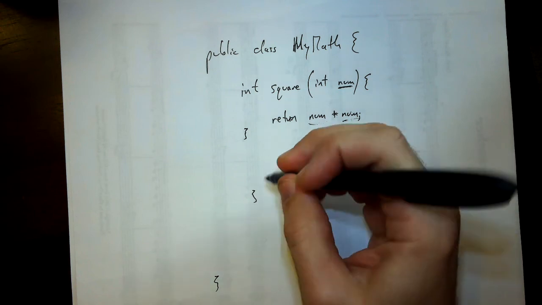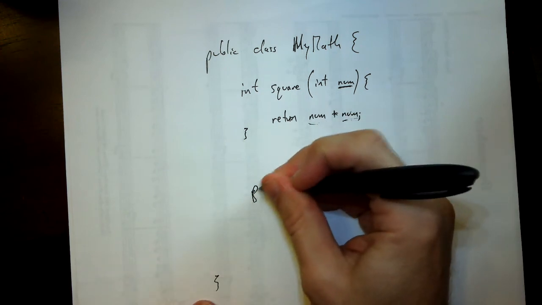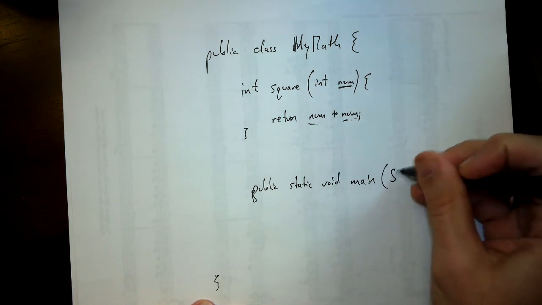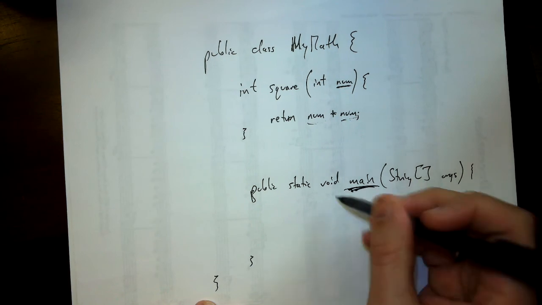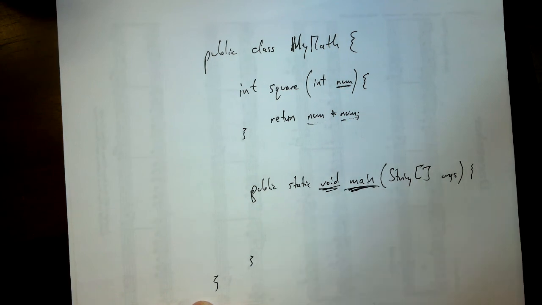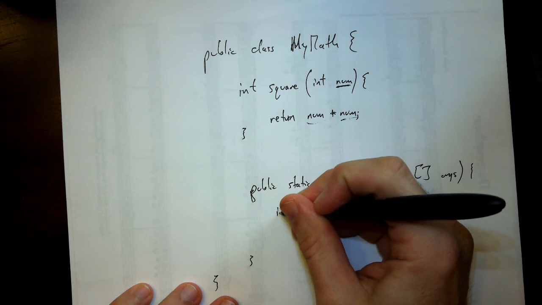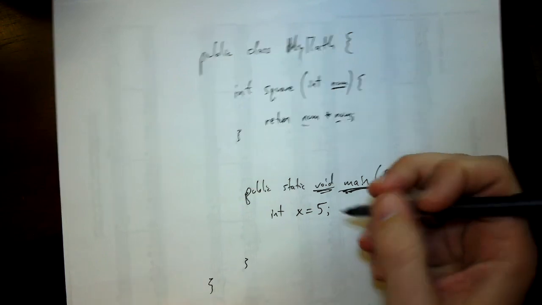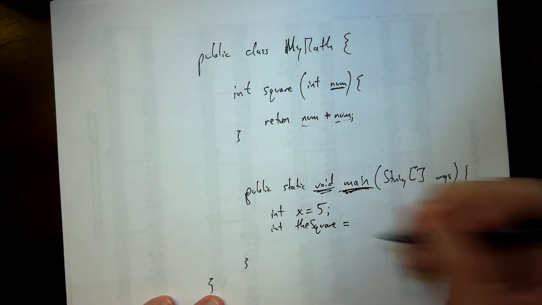So let me show you how you would use this. So let's do this again. Public static void main, args. Okay, so this is our main program again, which, as you'll notice, returns void, nothing. So say I wanted to print out the square of 5 using my new method that I wrote up here. Well, I have int x equals 5. I maybe want to make an integer called the square equals.